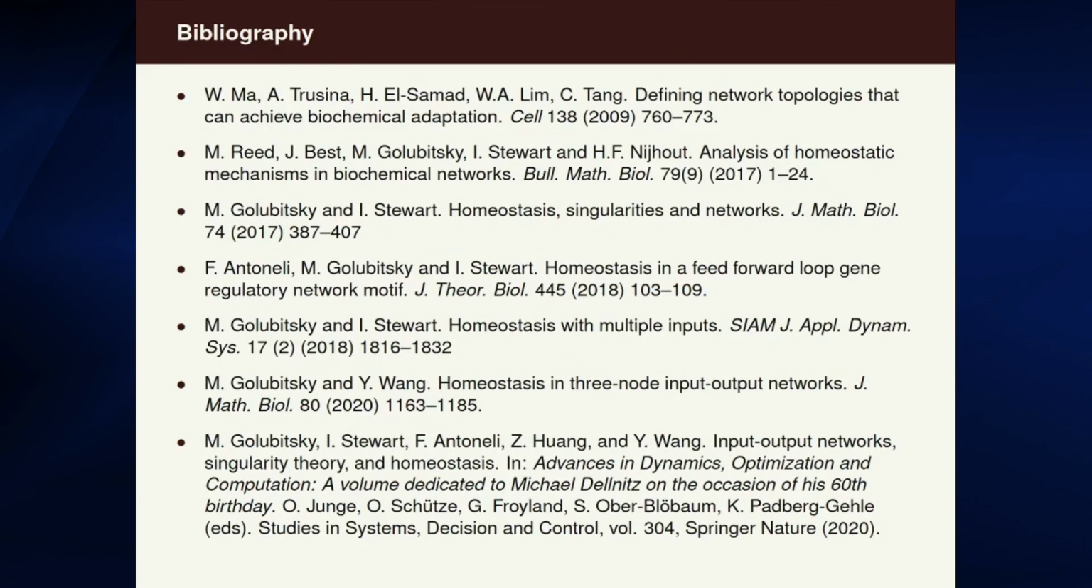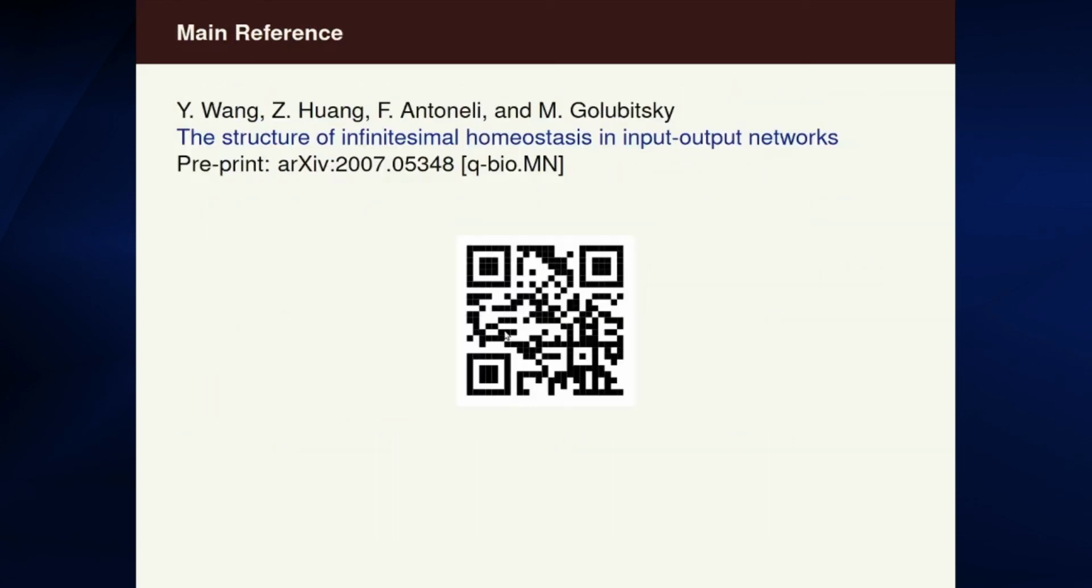The bibliography of this theory is presented here. This is the original paper by Golubitsky and Stewart, where we study this notion of homeostasis in a regulatory system for single cell organisms. Here, with multiple inputs and three nodes, input and output, is a generalization of Reed et al. to abstract three-node networks. This is a review paper that covers a lot of things, and the work where we detail all of this general theory is this one, and you can find it on arXiv by using this QR code. Thank you for your attention.